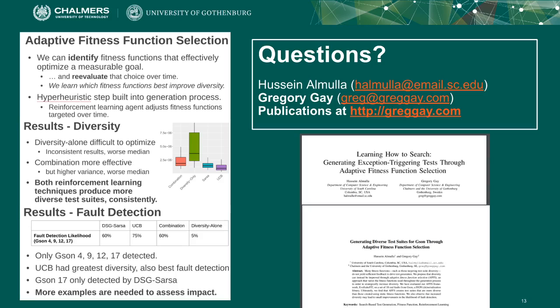Future work on adaptive fitness function selection is going to extend the study beyond Gson to a far greater pool of faults in the Defects4J database, and we'll examine other goals that can be optimized in a similar manner.